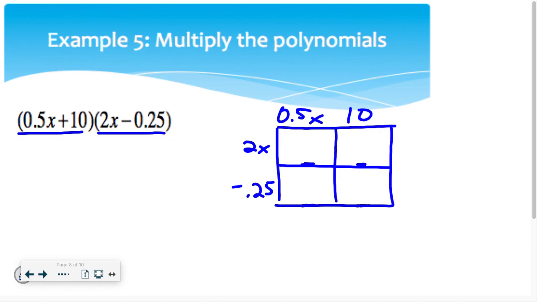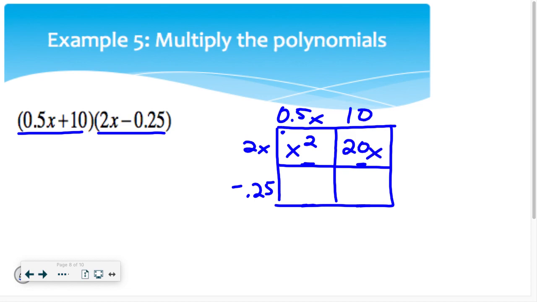And that area is made up of the terms on the outside. So for example, in this first box right here is going to be 0.5x times 2x. When I do that, I get x squared. And then I'm going to do 10 times 2x, which is a 20x.